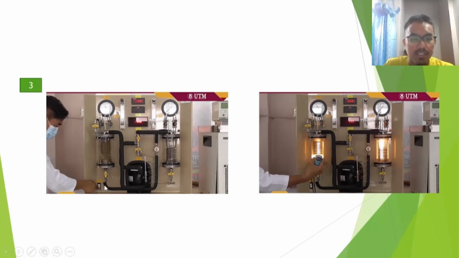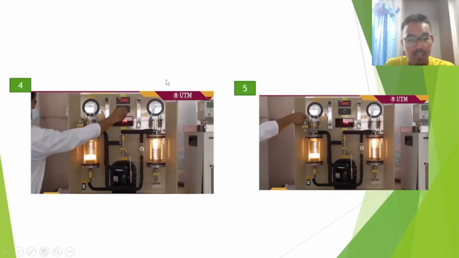The cooling system of the device is left to stabilize for approximately 10 minutes. After that, the temperatures T1 until T4 were obtained by adjusting the temperature selector switch and reading from the temperature indicator. So the temperatures T1 until T4 we get from this. This is the temperature indicator.